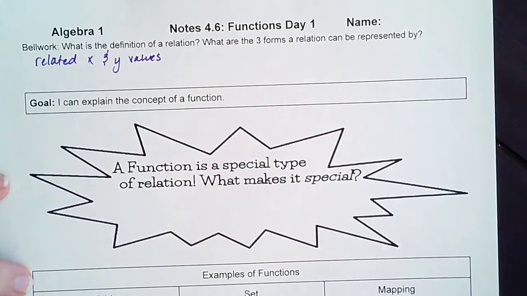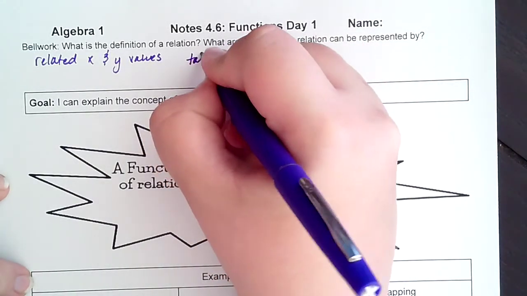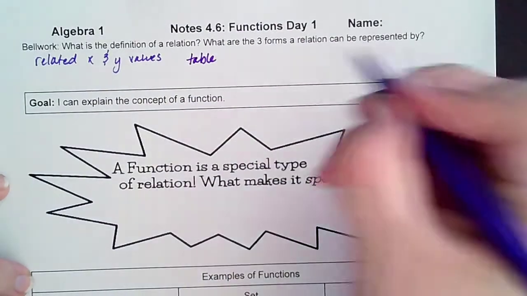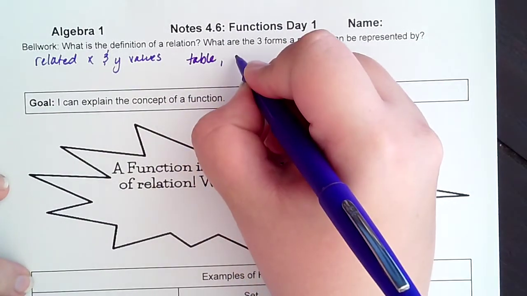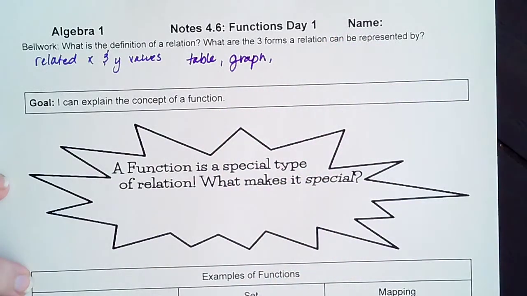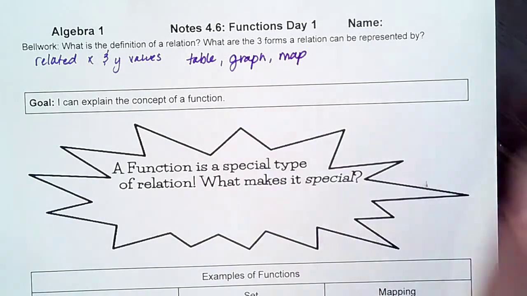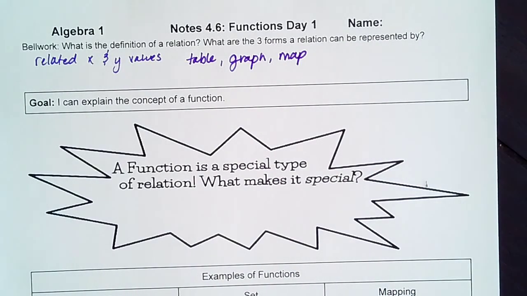The 3 forms a relation can be represented by. Well, you've got the table. That one's the simple one. The graph. Remember where we graph those ordered pairs. And then we have the map. That's the 2 ovals that we create with our x in one and our y in the other one.